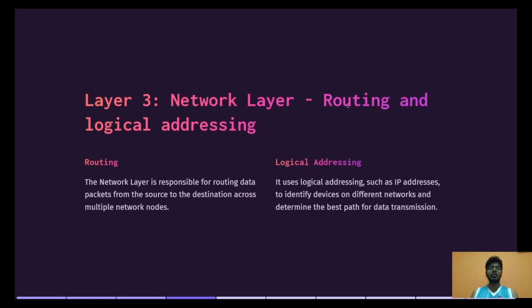Layer 3. Layer 3 is the network layer, routing and logical addressing. Routing: the network layer is responsible for routing data packets from the source to the destination across multiple network nodes. Logical addressing: it uses logical addressing such as IP addresses to identify devices on different networks and determine the best path for data transmission.